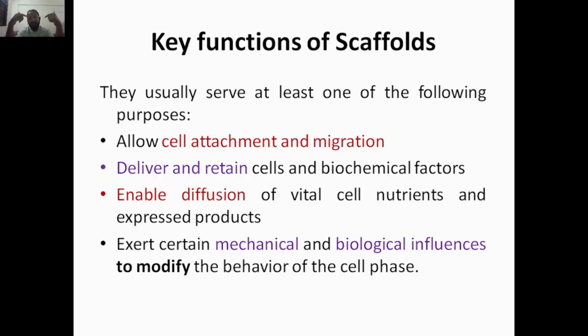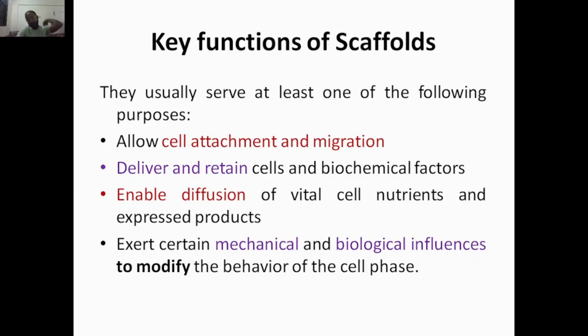Okay, so migration in the sense, as the cells divide, they will start migrating. So next, deliver and retain cells and biochemical factors. That means it should hold the cells and biochemical factors. Biochemical factors are nothing but bioactive factors, which are growth factors. Understanding? So it should enable diffusion of vital cell nutrients and expressed products. That means whatever nutrients the cell requires for its growth, it should allow them to diffuse through its structure.